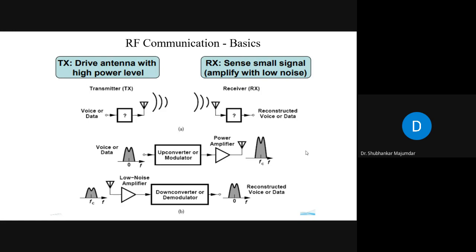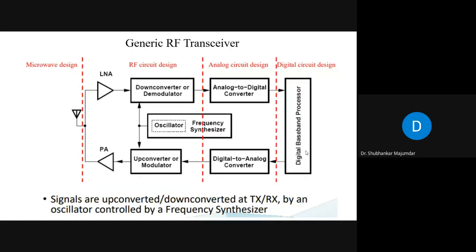Now today's topic is basically power amplifier design based on CMOS design. We can generically divide the RF transceiver into four sections. One is microwave design, which deals with the antenna and passive circuits like isolators, power dividers, power couplers and circulators. These are the microwave design, which is designed on the PCB board based on microstrip lines.